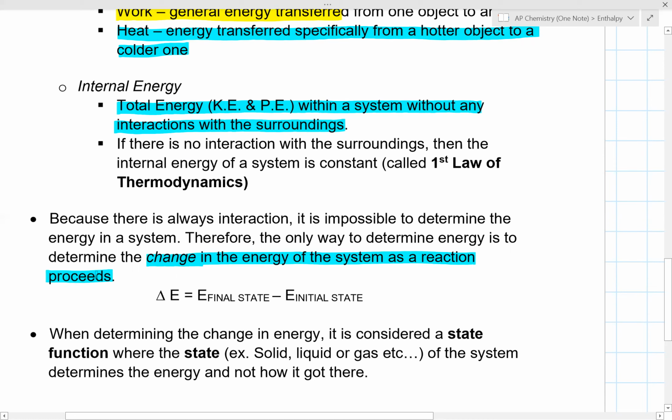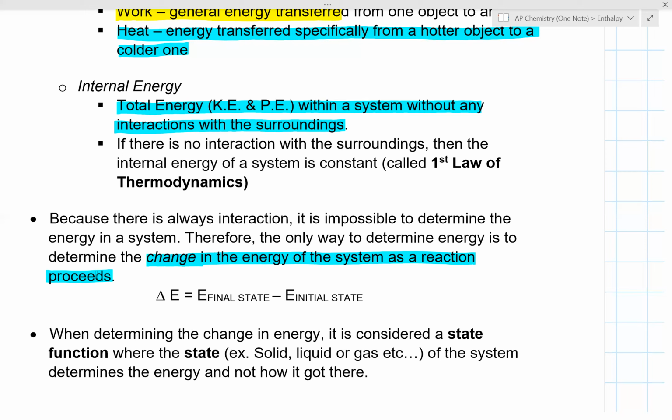Because there's always going to be heat lost, heat gained, energy lost, energy gained, it's impossible to determine the final energy in a system. So we look at the change in energy. And how is the change in energy determined? It is the energy of the final state minus the energy of the initial state. When we talk about state, it could be things like the phases, whether going from gas to liquid to solid.